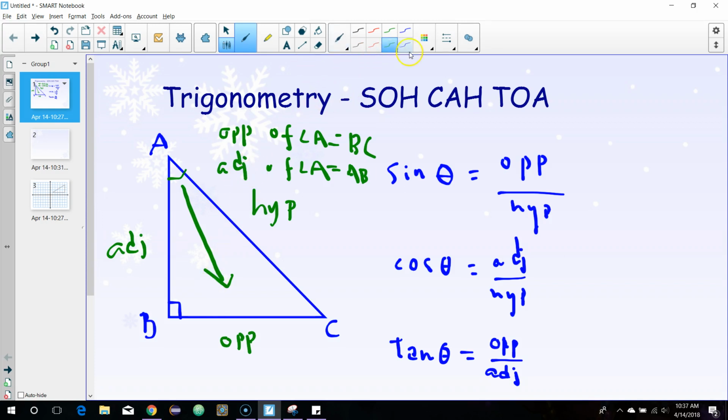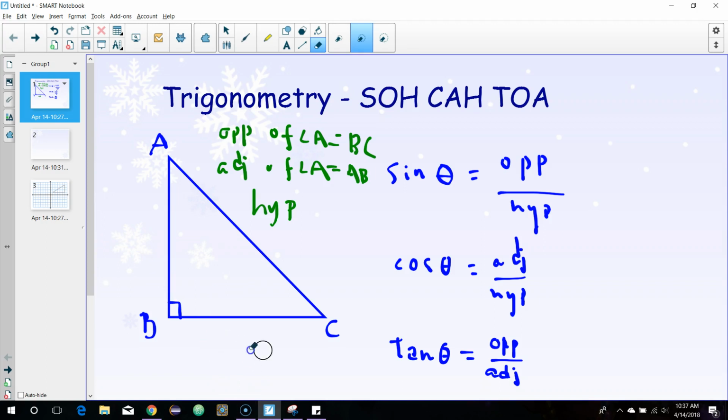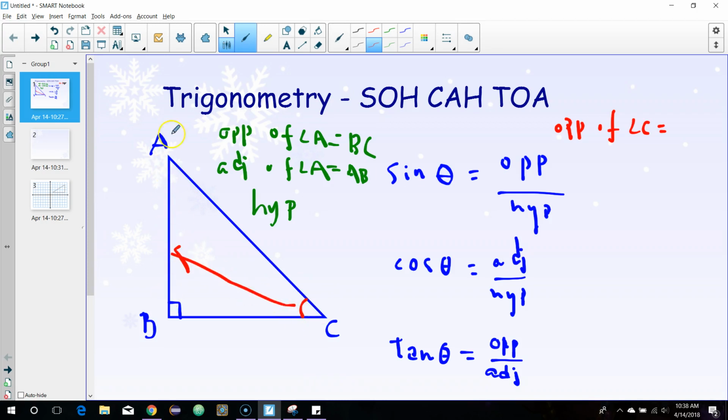Let me erase this because the question may ask you for something a little bit different. I will keep the opposite of A and adjacent of A up here. The question may say, let's find the opposite of C. I'll use red for this. Opposite of angle C, because this time we're looking at something a little bit different. We're not looking at A anymore, we're looking at this angle. The opposite of C obviously is going to be the line AB.